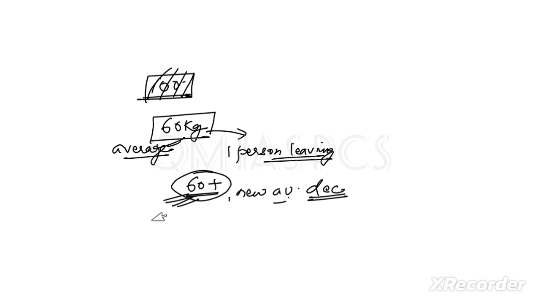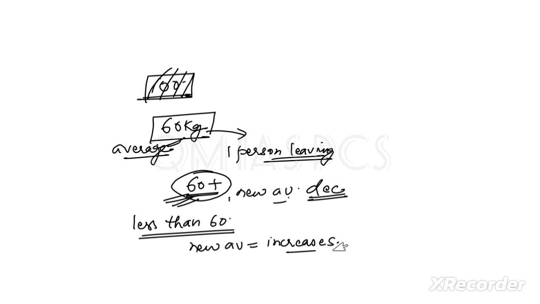And if it is 60 minus, meaning less than the average, then what will happen? That means a lighter person is leaving the group. In that case, the new average will increase. It will be more than 60. Obviously, if a 50 kg person is leaving that group, the group average will increase, right?